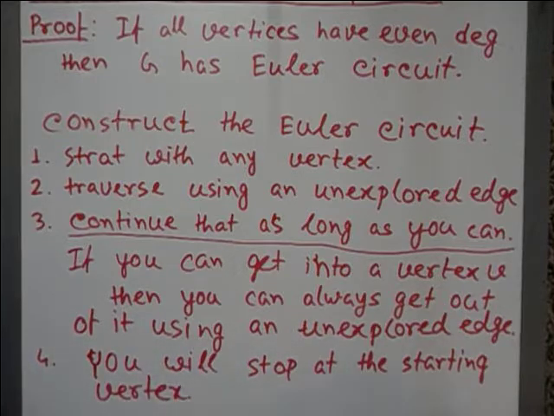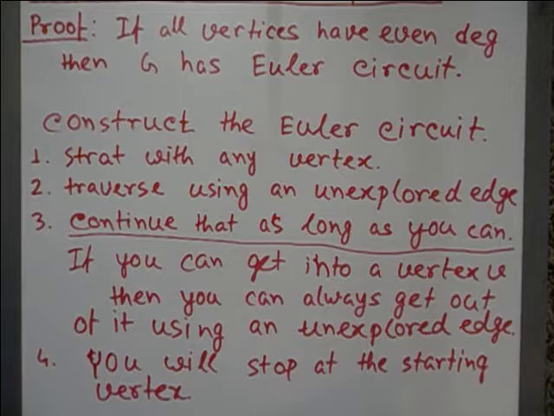You will always be able to get out of all the other vertices, and you will see that when you stop, you will actually stop at the starting vertex and all the edges have been explored, and the circuit that you created is the Euler circuit. So given a graph with all the vertices of even degree, you can construct an Euler circuit. So the graph always has an Euler circuit.